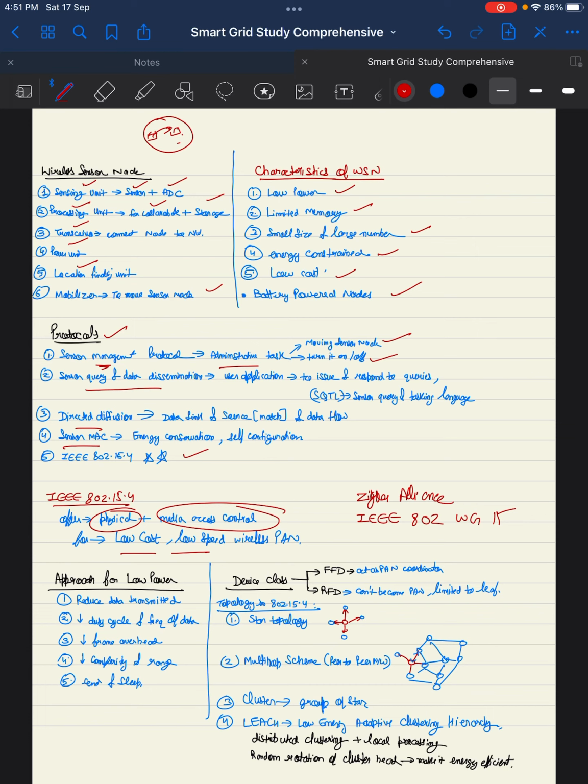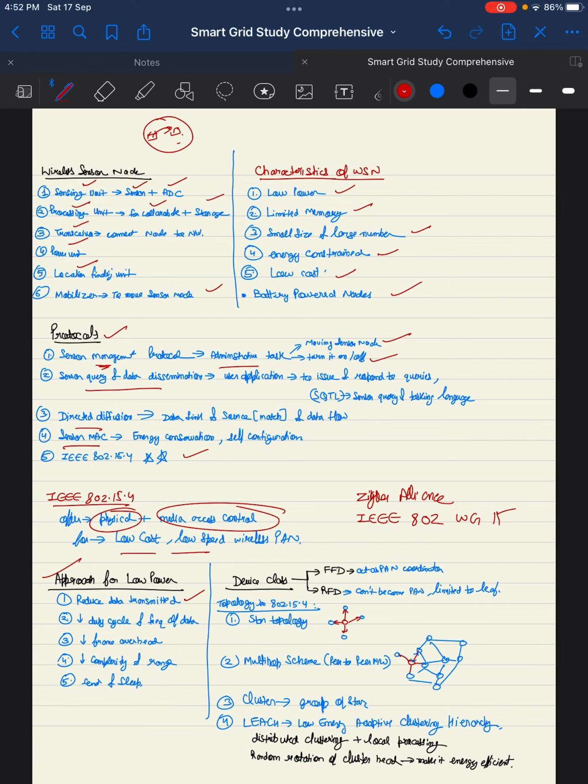Then there are the IEEE 802.15.4 approaches for low power. In order to achieve the low power and low cost goals established by IEEE 802.15.4, there are some approaches that were followed. First was to reduce the data transmitted. When we want to consume less power in data transmission, the first step is to reduce the data. If we reduce the data which we want to transmit, we can reduce the power consumption. Second is to reduce the duty cycle. Duty cycle means if we transmit our data at a slow pace and frequency, then we can use less power.